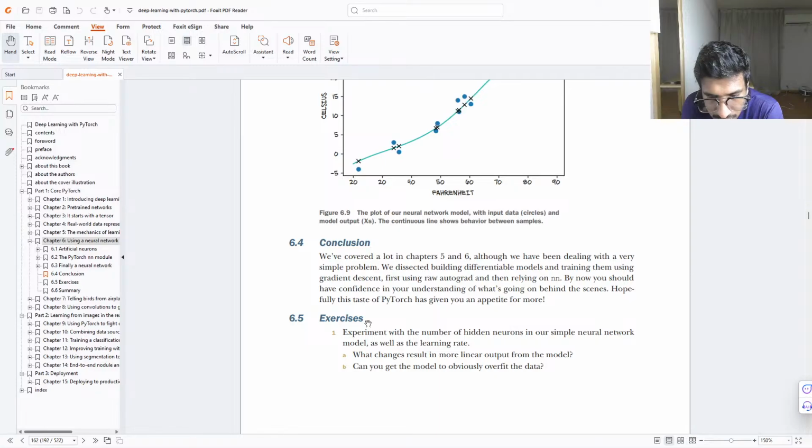We have covered a lot in chapters 5 and 6. Although we have been dealing with very simple problems, we discovered building differentiable models and training them using gradient descent, first using raw autograd and then relying on nn. By now you should have confidence in your understanding of what's going on behind the scenes.